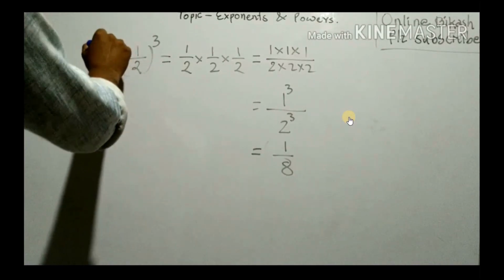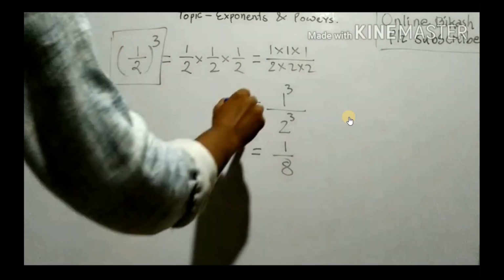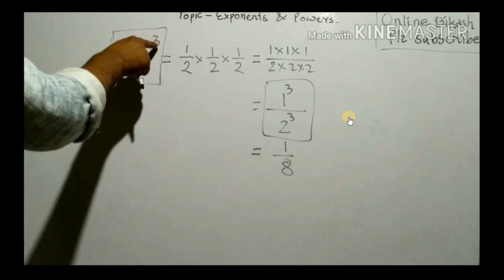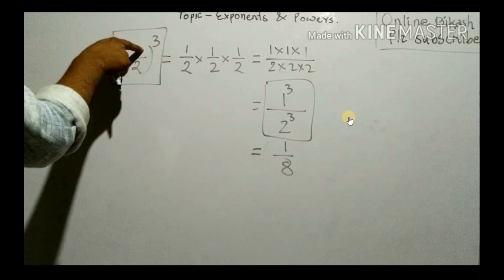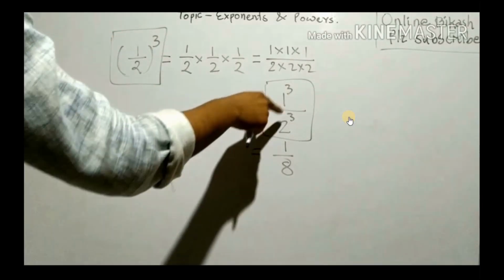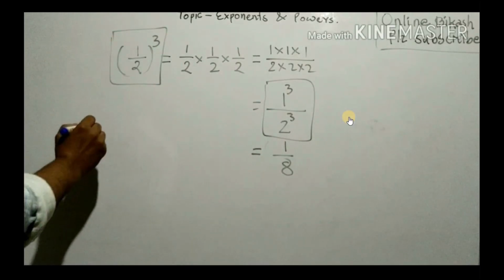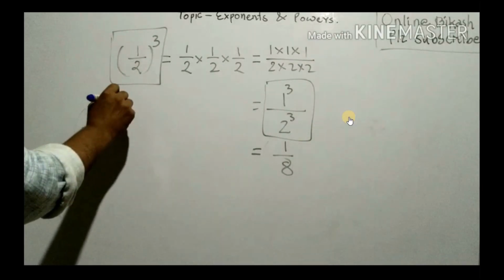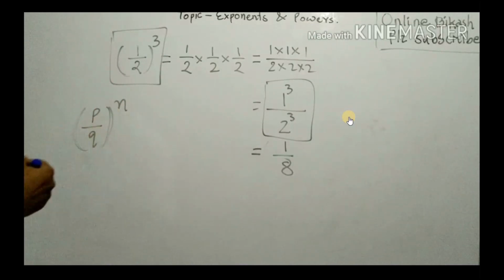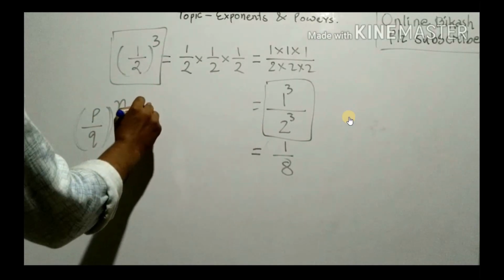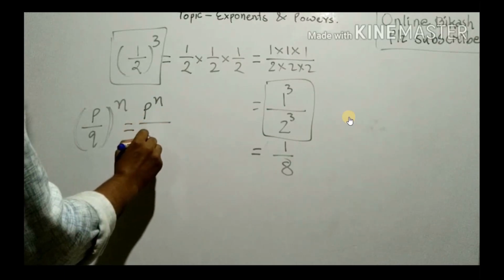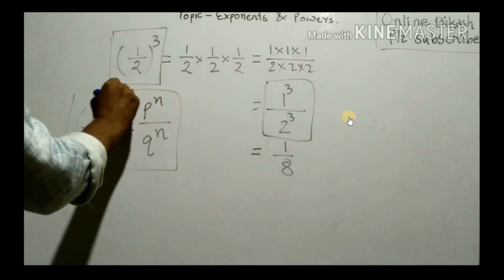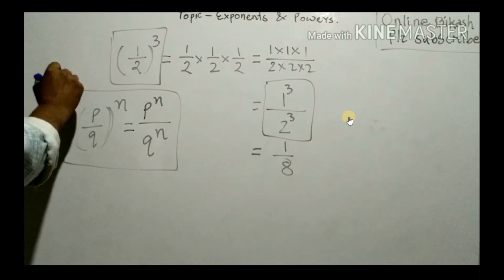But you see this one, 1 by 2 whole cube, and this one is 1 cube by 2 cube. In this case you can see the power is split, and individually the power becomes the numerator's power and the denominator's power. So can we write p by q whole to the power n is p to the power n divided by q to the power n? Yes or no? We can write like this. So this is a rule, or you can say formula.